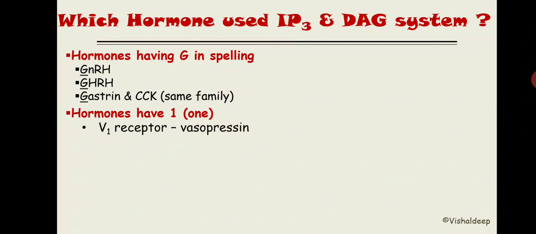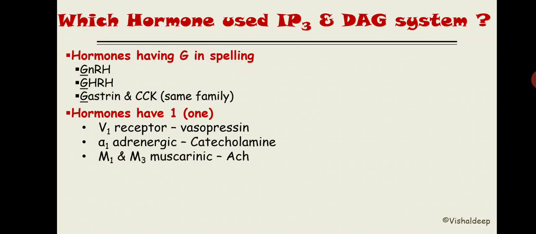V1 receptor from vasopressin, alpha 1 receptor of catecholamine, M1 and M3 muscarinic receptor for acetylcholine. These hormones via these receptors use the IP3 and DAG system. Got it? You can add one more here, M1, M3 and M5 muscarinic receptor. All these three are using the IP3 and DAG system. So the IP3 and DAG system is used by hormones that have G in their spelling, GnRH, GHRH and gastrin. CCK is from the same family as gastrin, so CCK is using IP3 DAG.